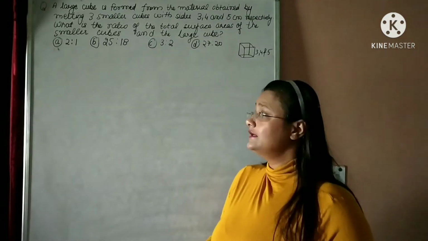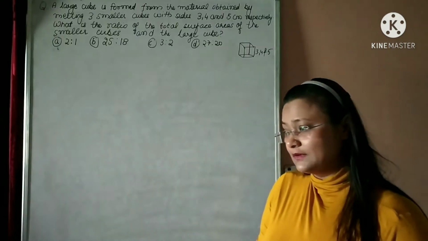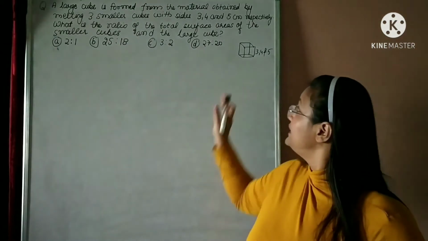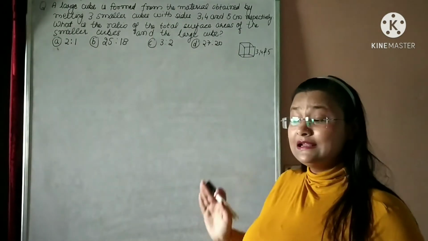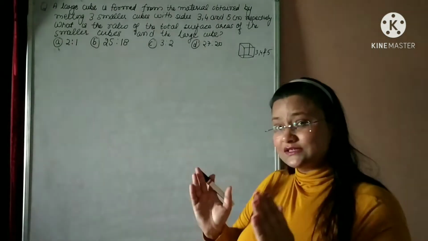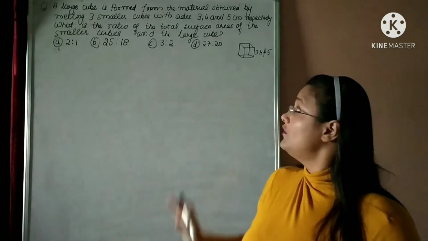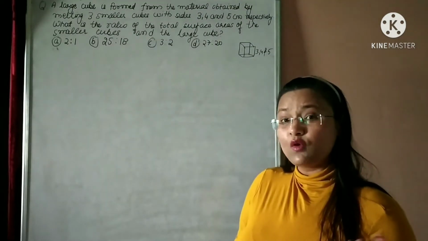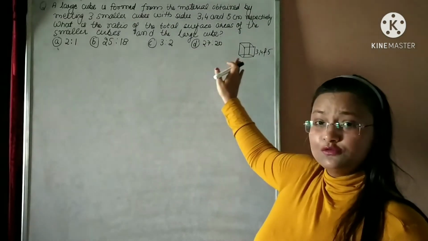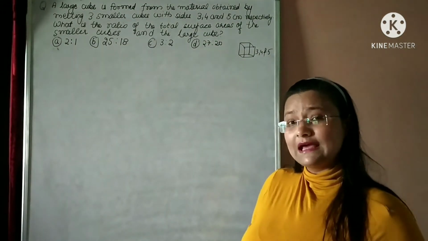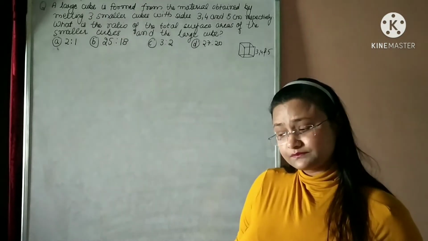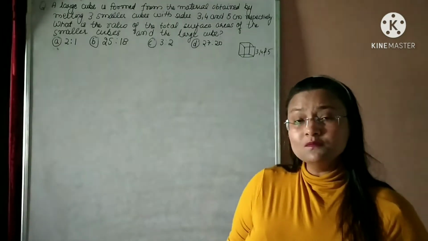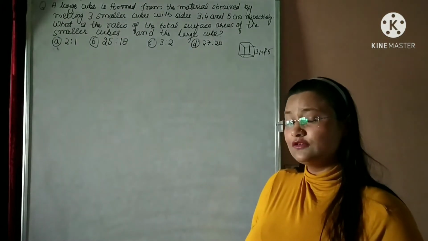In order to solve this problem, we need to know 2 formulas. One, how do we find the volume of the cube? Because we will melt these 3 cubes and then make one single larger cube from the material of these cubes. So first of all, we need to know the volume of each smaller cube separately. Then only we will be able to know the volume of the larger one. And once we know the volume, we can easily find the surface area.